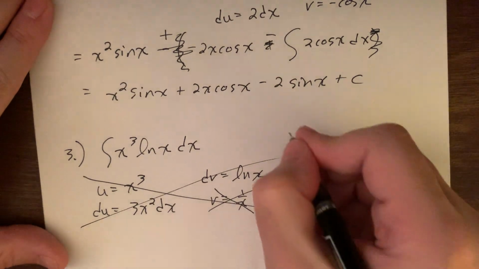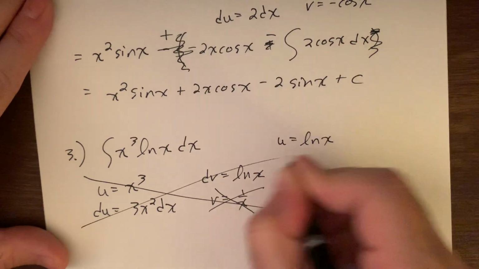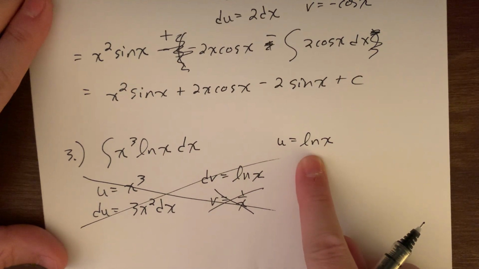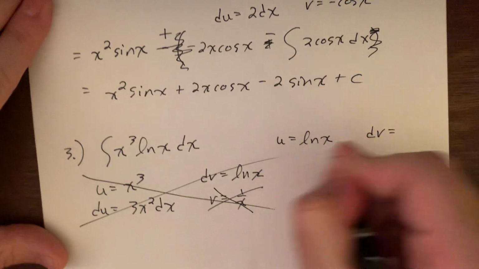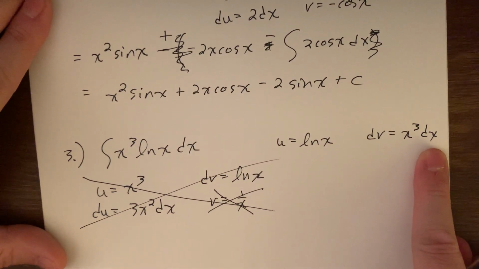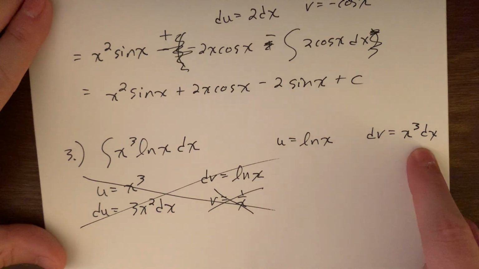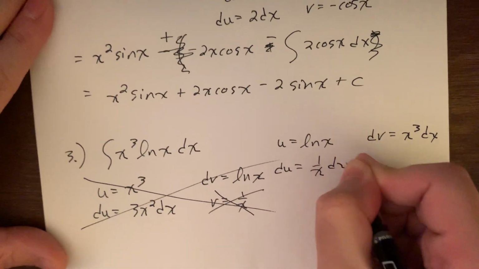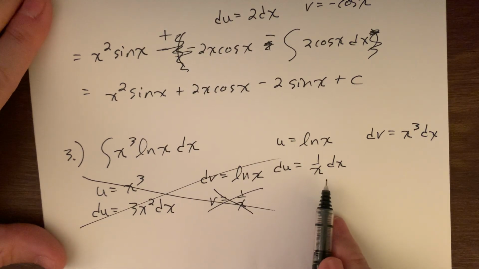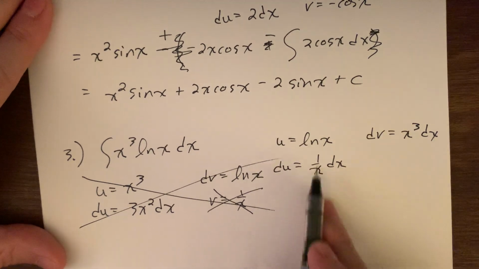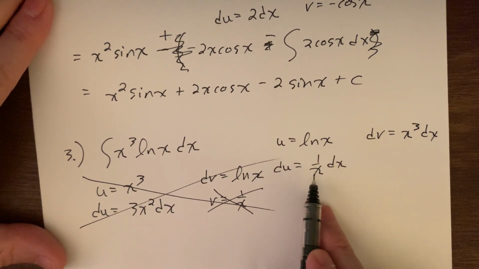So by default, I must try the other way. Natural log x must be u because at least I know the derivative. And then dv, well now by default, the x cubed is going over here, the x cubed and the dx, because it's everything else and we know the anti. Now you could do du, and that's what we know. We knew the derivative of log is 1 over x. Some people might argue that that simplified some, I don't know about that exactly, but it's just something that works.